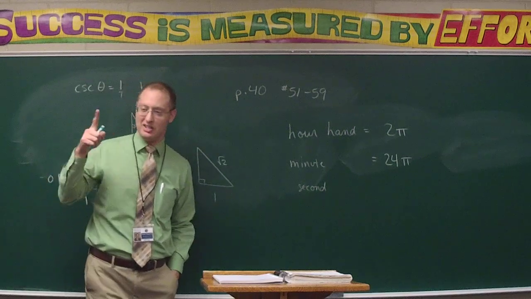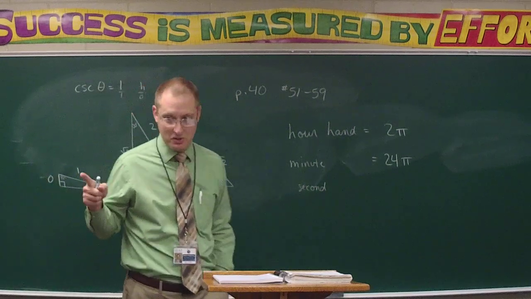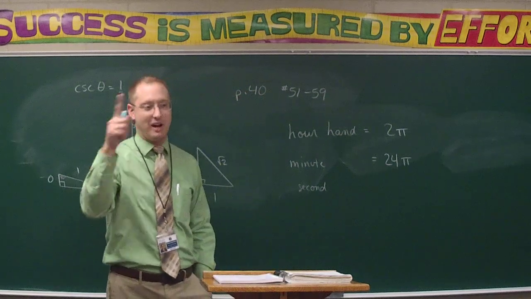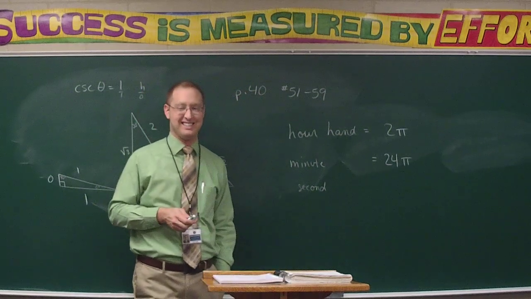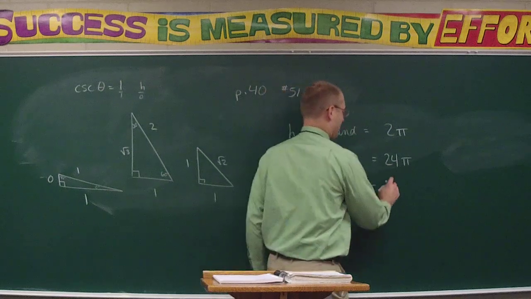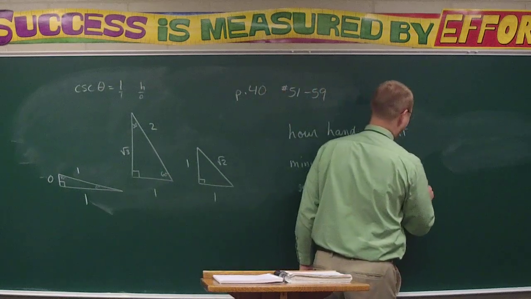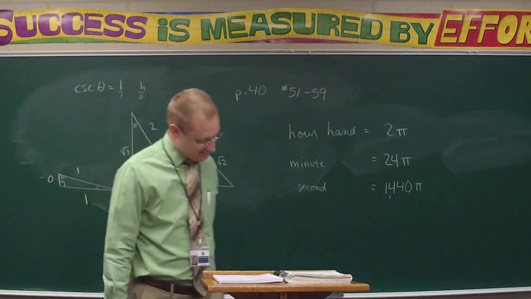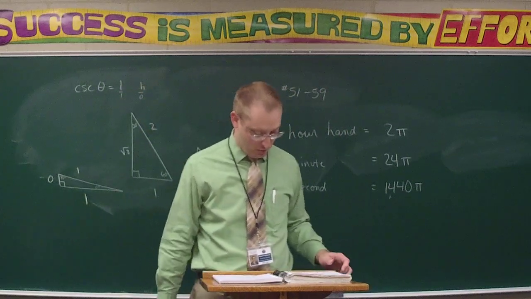Each time around is 2 pi. So 720 trips around, every one of those is 2 pi. 1,440 pi radians each half day. That's random pi.